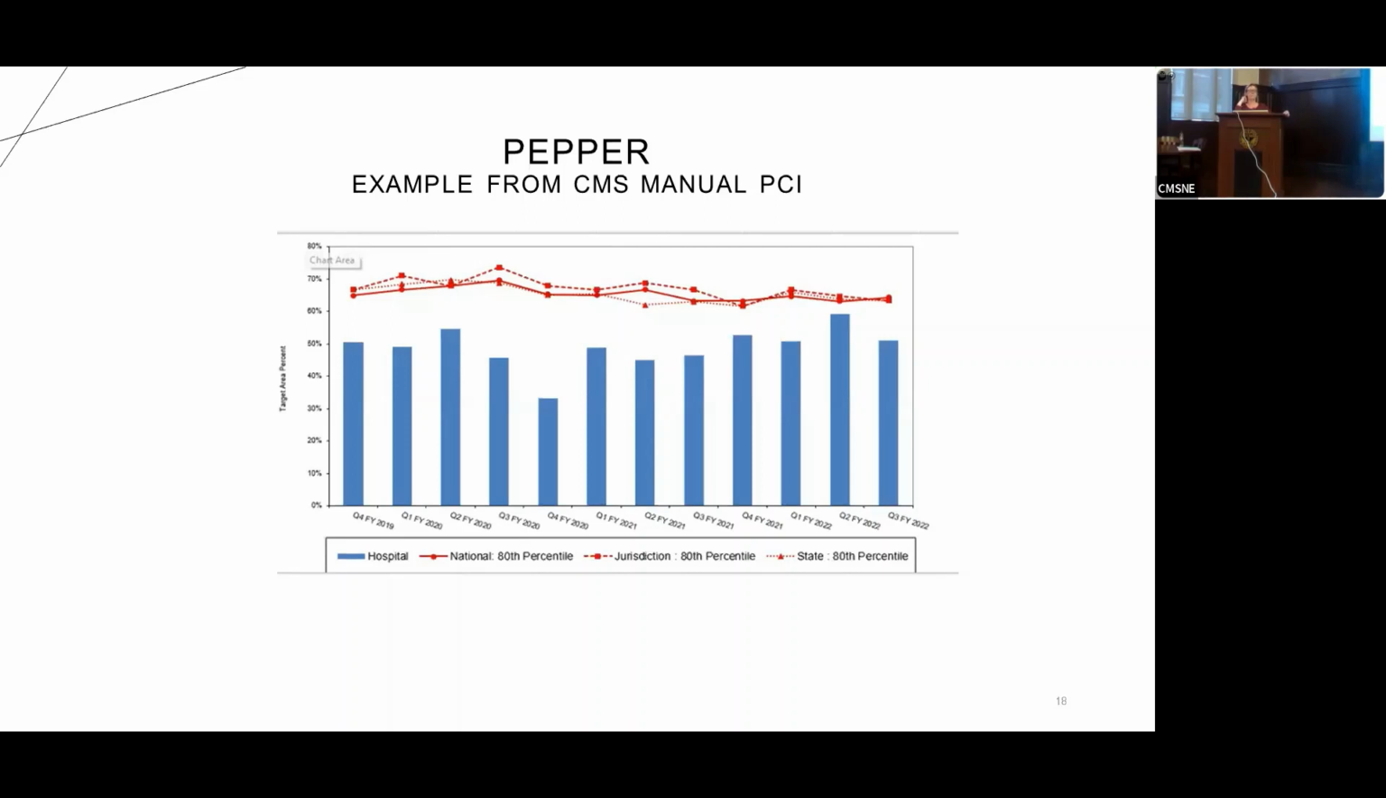This is just an example that I took from a CMS manual. The blue bar is the hospital that is represented in this particular PEPR report, and all the red lines are the state, the jurisdiction, and national. So you can see that this hospital is discharging a lot fewer patients who have had a PCI as an inpatient than its other hospitals.